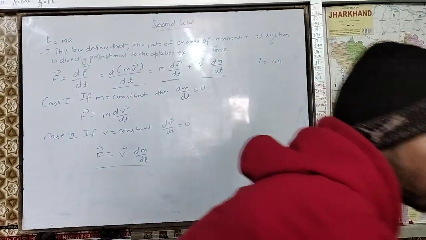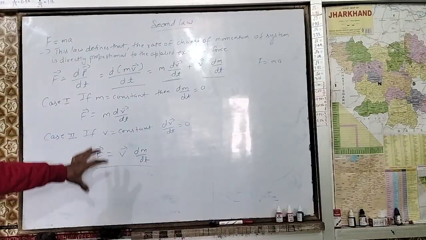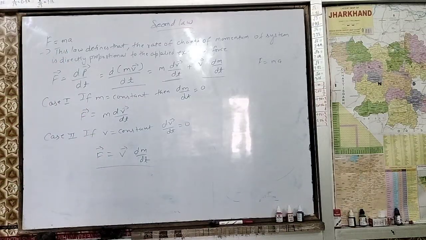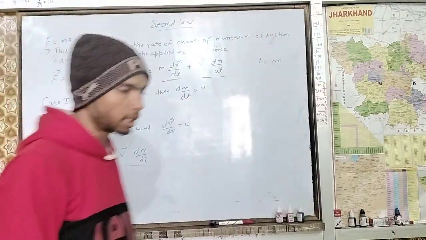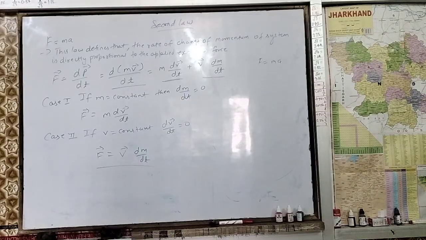There are two cases of rocket propulsion. We will see. There are some questions based on this equation. We will see later. This is a quantitative definition of force. This is a fundamental law. First and third law are derived from the second law. Means we can derive the first law with the help of the second law. We will see. And also the third law.